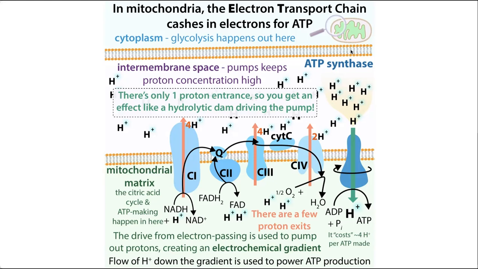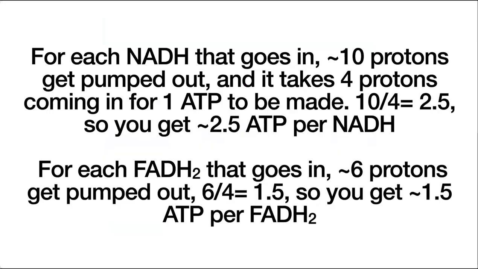Now, we said that it took 4 protons to make an ATP because we had 3 to directly make it and then 1 to bring in the inorganic phosphate. So how many ATPs would we get from an NADH if that NADH was made in our matrix? Well, 10 divided by 4, we've got 2.5.